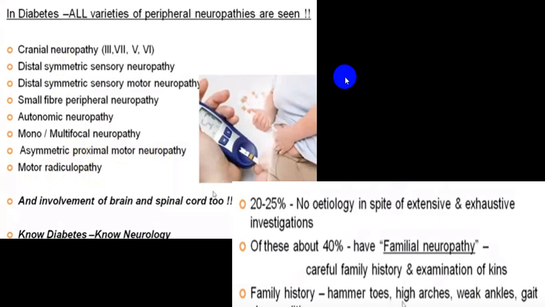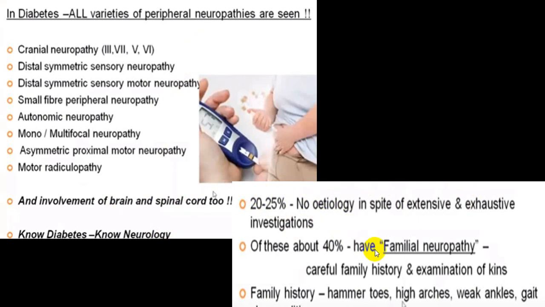Indirectly, we say that for any variety of neuropathy, the first differential diagnosis is always diabetes mellitus. You can also have involvement of the brain and spinal cord. So you should know diabetes very well and you should investigate for diabetes. In 20 to 25% there is no etiology in spite of extensive and exhaustive investigation. Then we put this into an idiopathic variety.